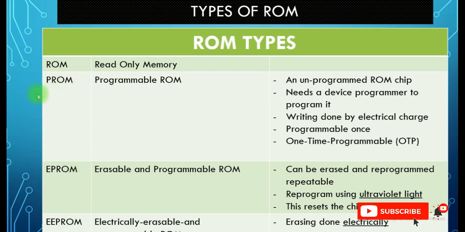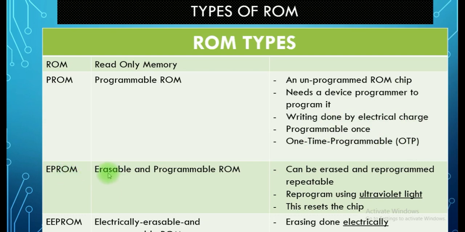So we have different variations. We have PROM, which is programmable read-only memory, and this is a ROM chip which is unprogrammed. So you purchase the chip blank, program it, and then that's it. Once you program it, whatever you store on it cannot be changed, it cannot be removed. Because of that, it is referred to as one-time programmable, that's OTP. And this is done electrically.